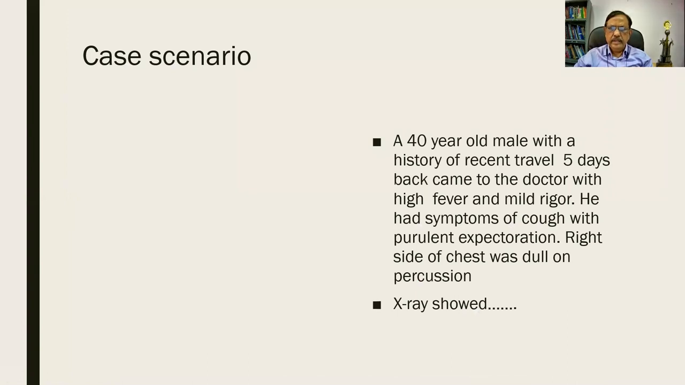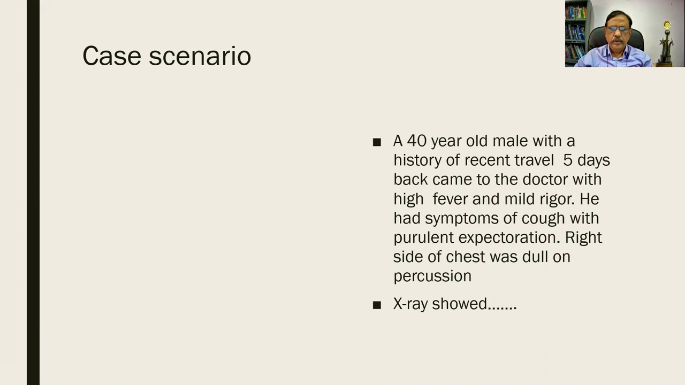A case scenario is given here. A 40-year-old male with a history of recent travel 5 days back came to the doctor with high fever and mild rigor. He had symptoms of cough with expectoration, which was purulent. The right side of the chest was dull on percussion. Can you guess the diagnosis?